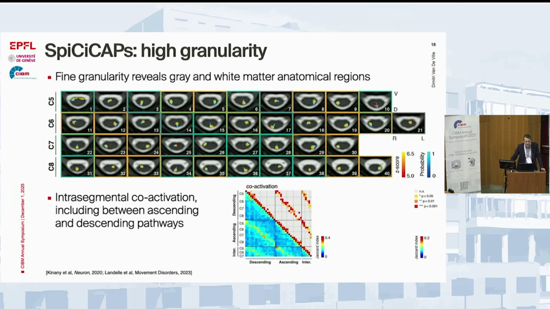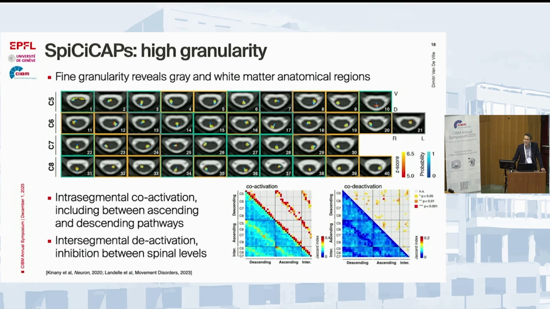Okay, and then because we can, thanks to spicy caps, look at the temporal activity more carefully, we could observe a couple of phenomena that were hypothesized for human, but mostly known from animal literature. So first of all, there is this intrasegmental coactivation, which is a well-known mechanism, and which we clearly see also if you look at coactivation from our spicy caps. And secondly, if you look between the segments, there seems to be more an inhibitory tendency, which again we can find as a deactivation between the spicy caps of different levels.